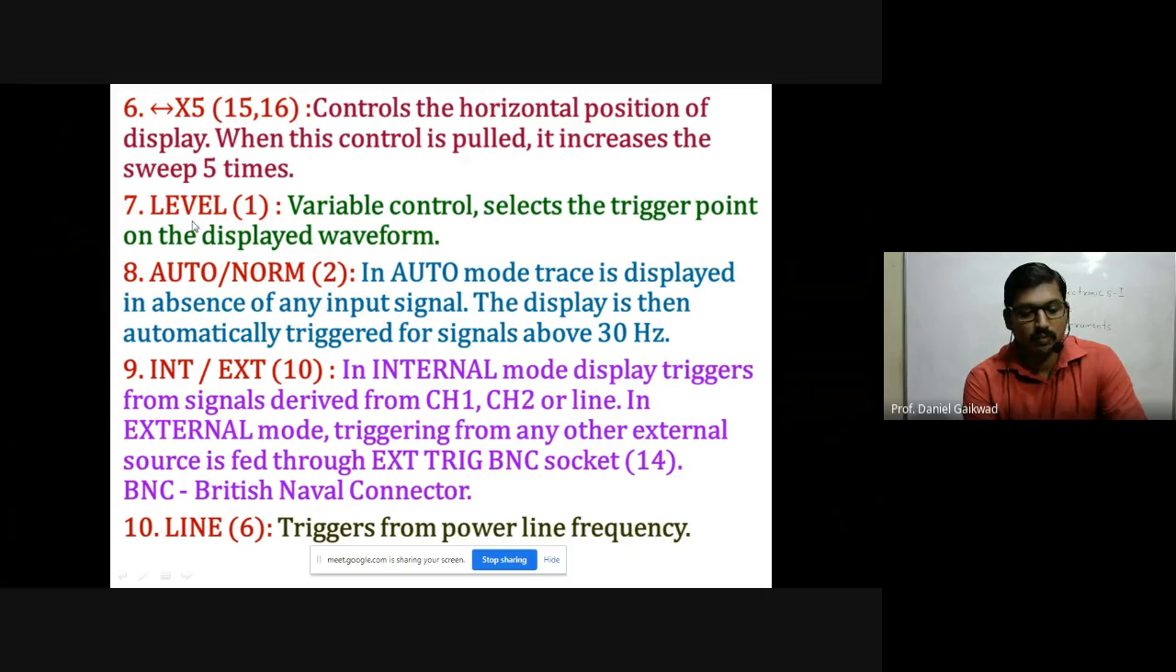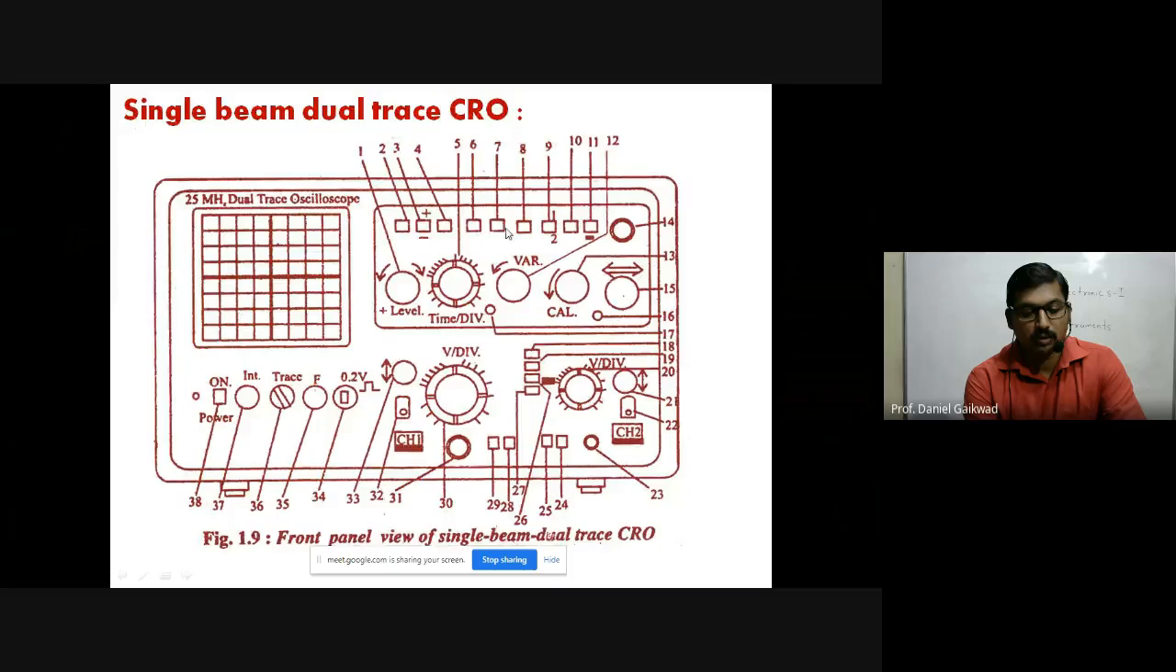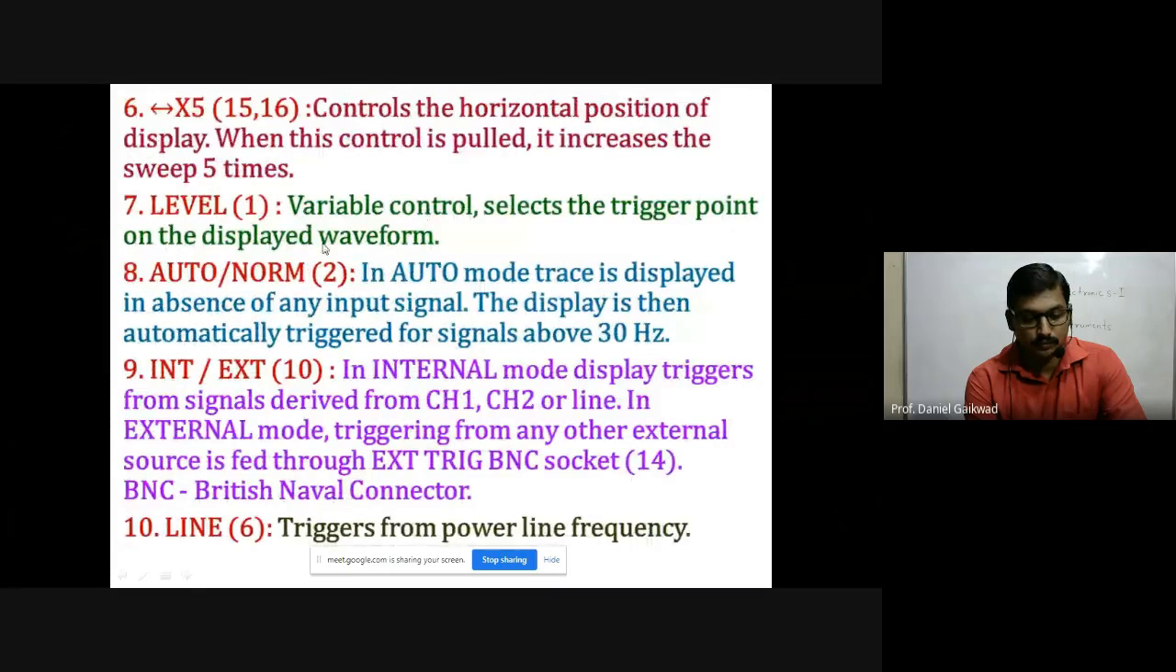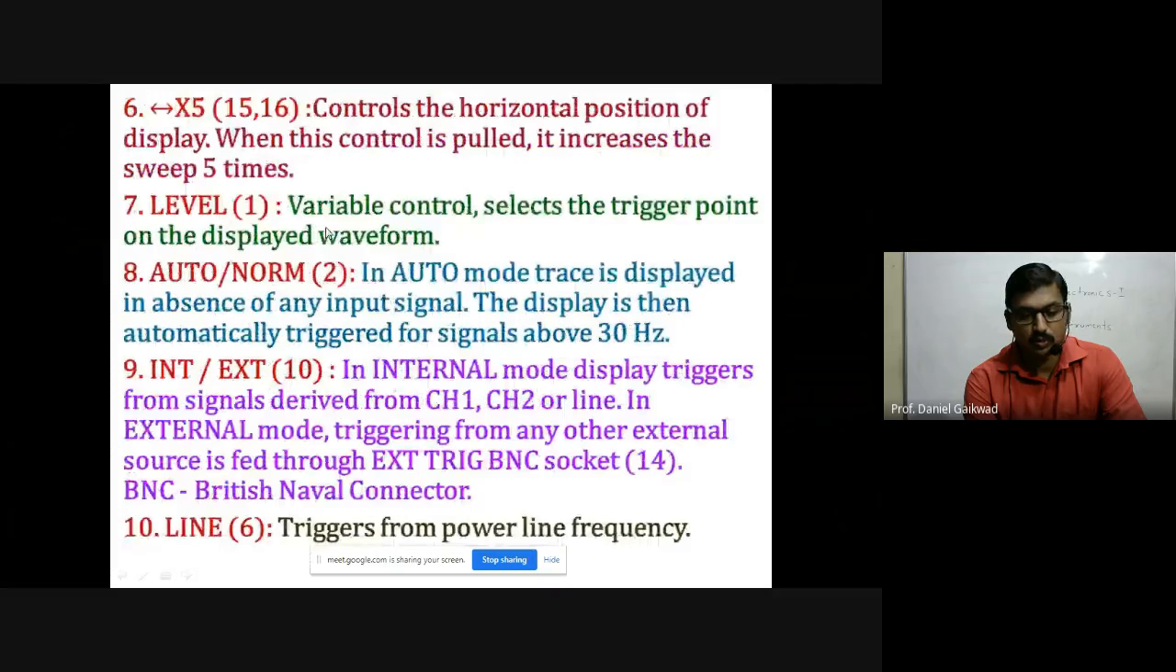Okay, next is number 7, level, variable control. It selects the trigger point on the display waveform. So this will be the number 7 button. The level control is used as a variable control to select the trigger point on the display waveform, and that will be moved in the vertical direction.